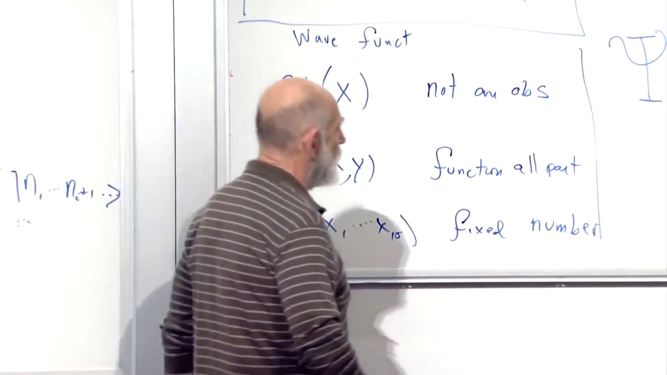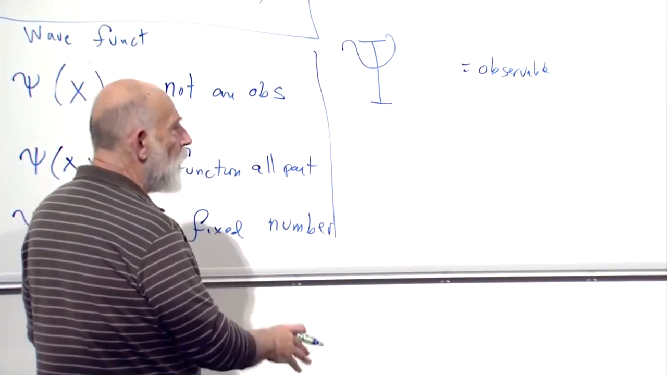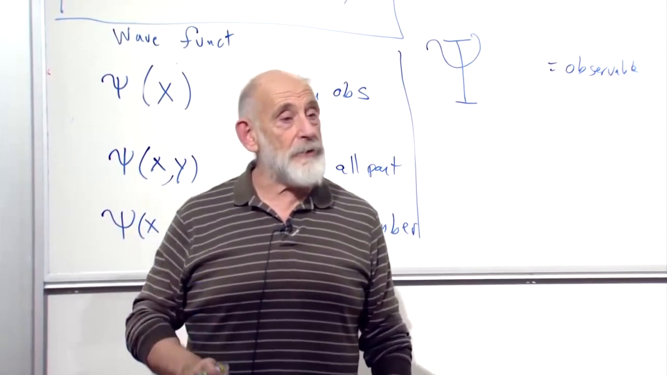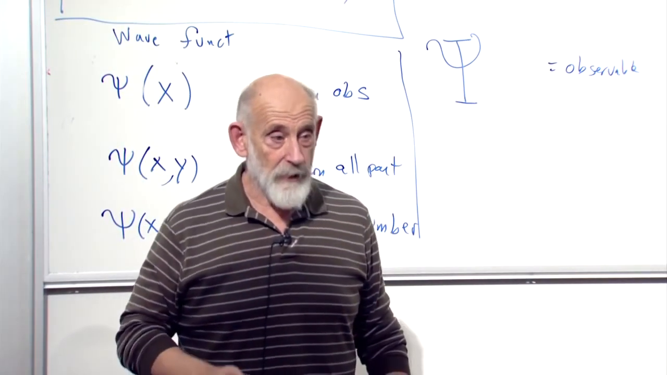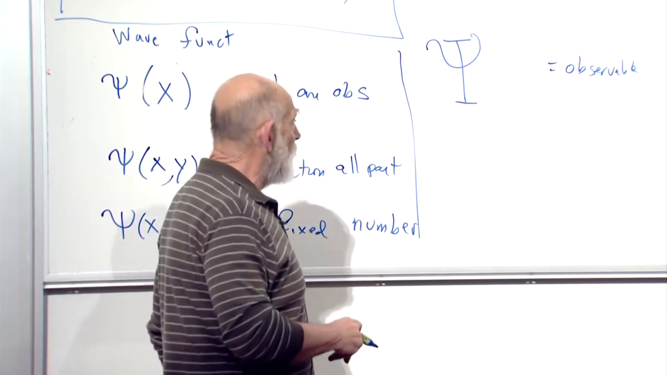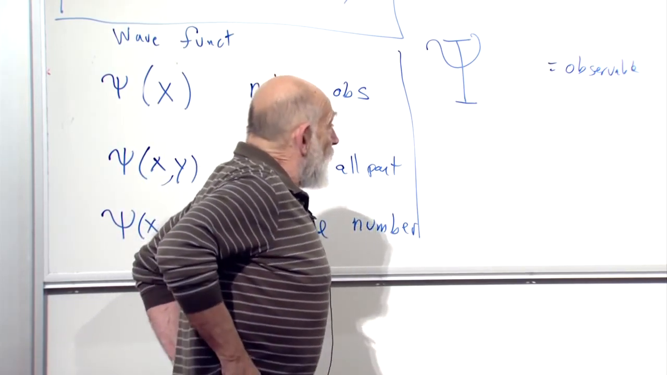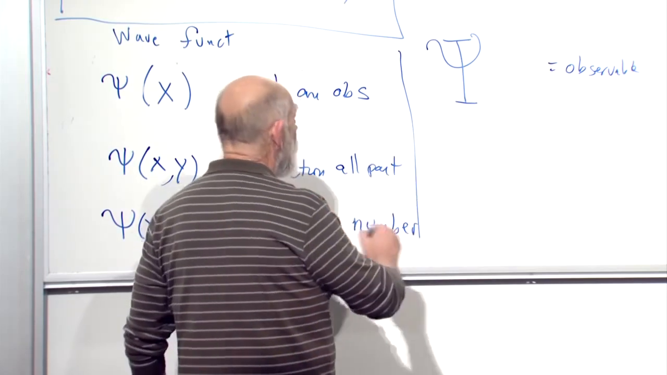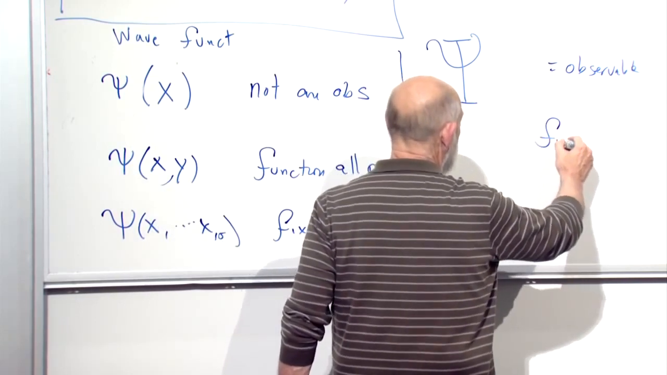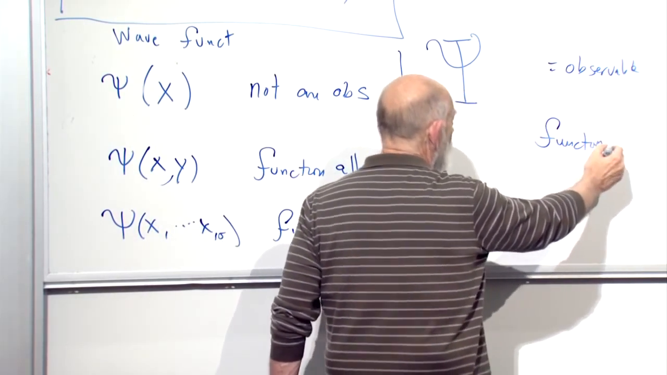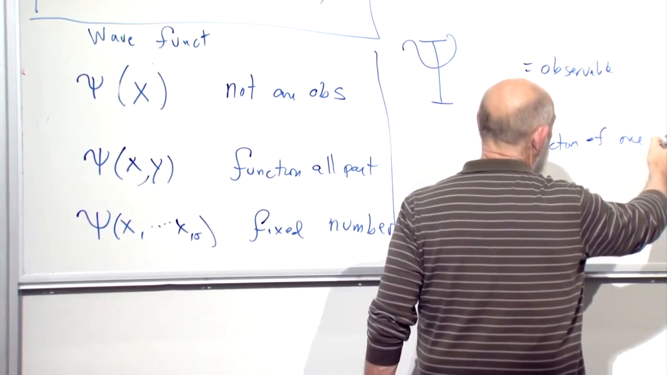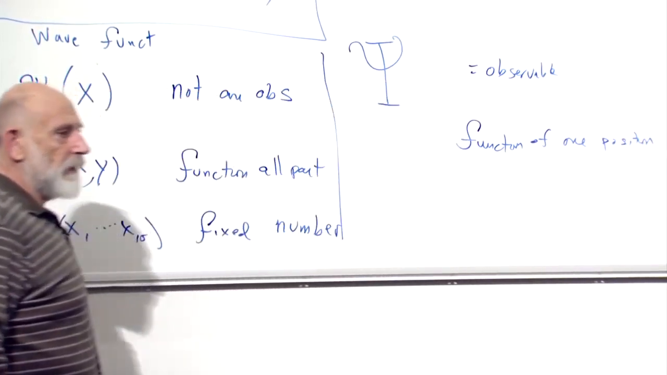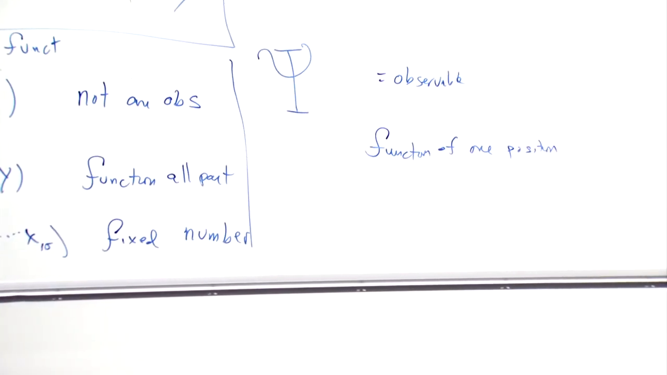Number two, psi is a function of only one coordinate. Oh, incidentally, the fact that it's an observable means that it's an operator. It means that it's an operator in the space of states. It's not itself a state. It is an operator. That must be if it's going to be an observable. Number two, it's a function of only one coordinate, of one position. Function of one free vector, so to speak.